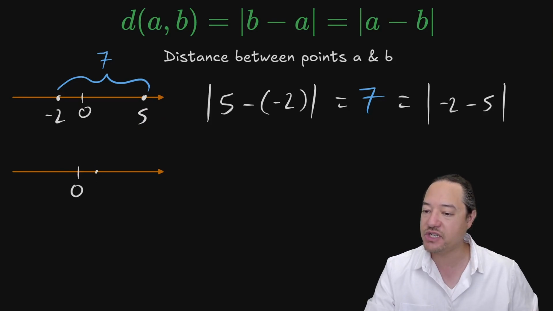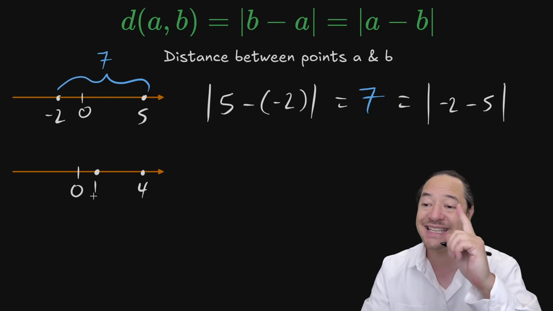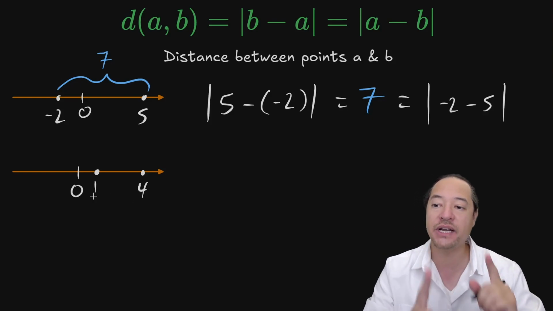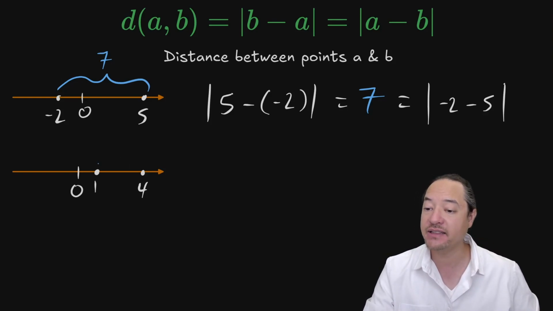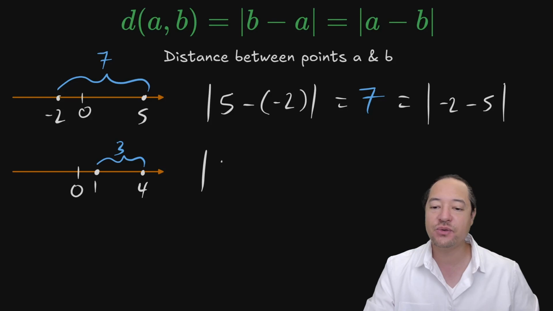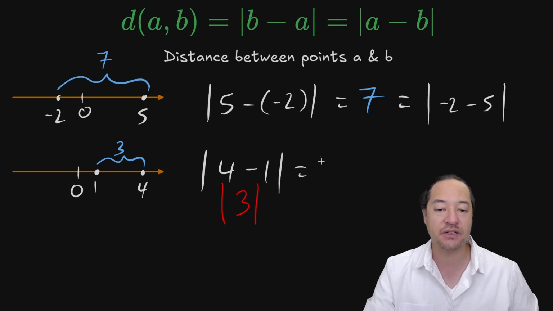Origin, let's do a position here. Let's say this is 1, and let's say that this is 4. What's the distance between 1 and 4? Again, looking at this, I think we should expect a distance of 3. Okay, let's use the distance formula. So let's do 4 minus 1. Absolute value of that, well, this is going to be 3. Absolute value of 3 is just going to be 3. So there we go.